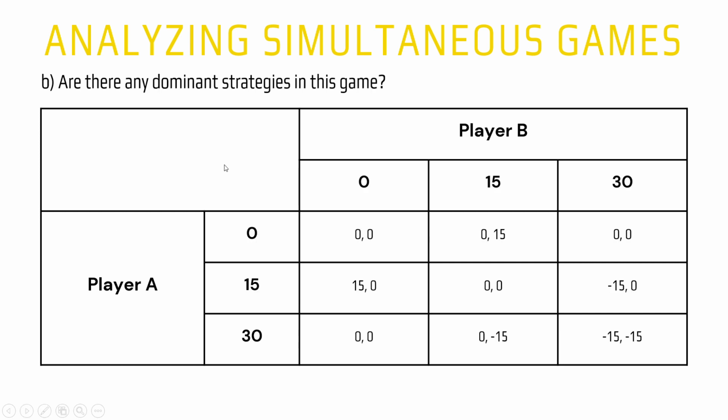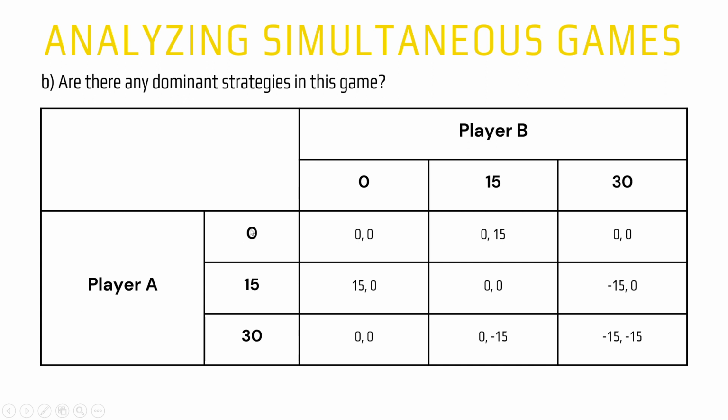So next, are there any dominant strategies in this game? We define a dominant strategy as any strategy with payoffs no better than those of at least one other strategy, regardless of the choice of other players. So it is basically the strategy that beats any other strategy, regardless of what the other player chooses. So let's look at player A first.